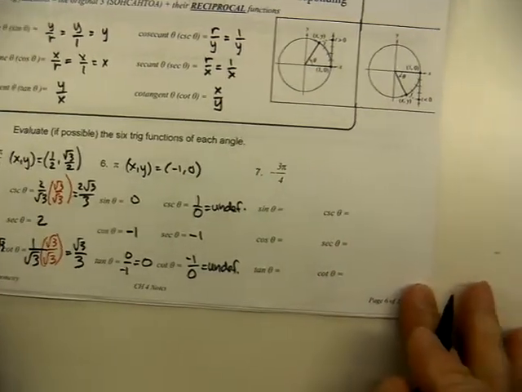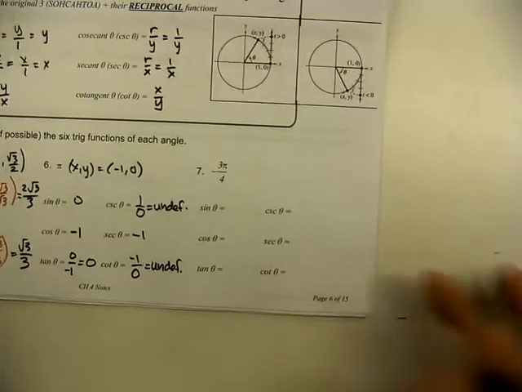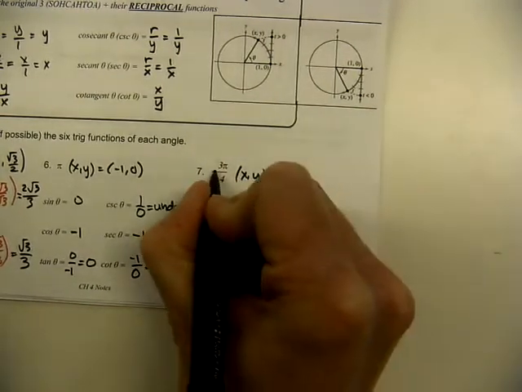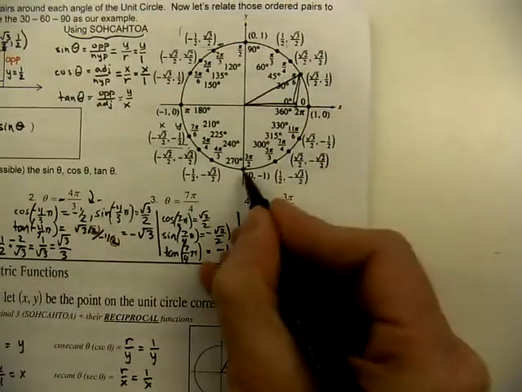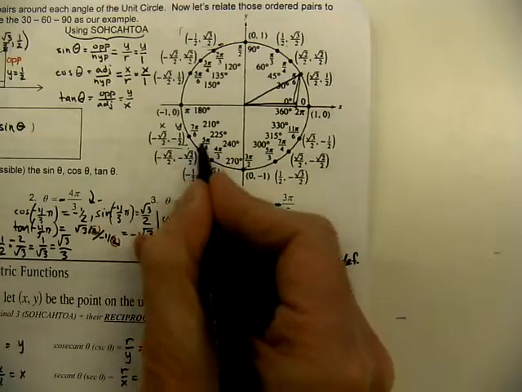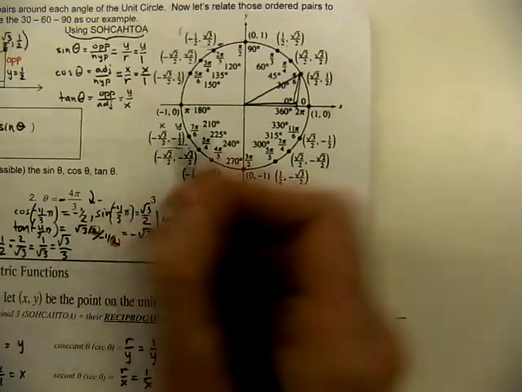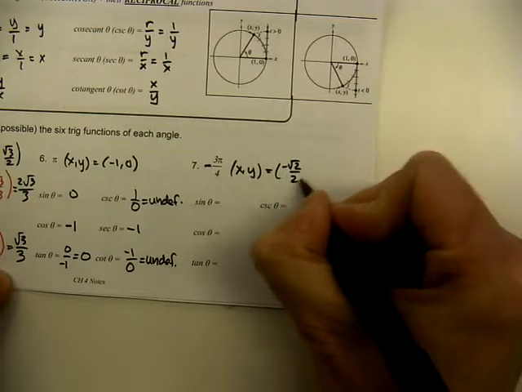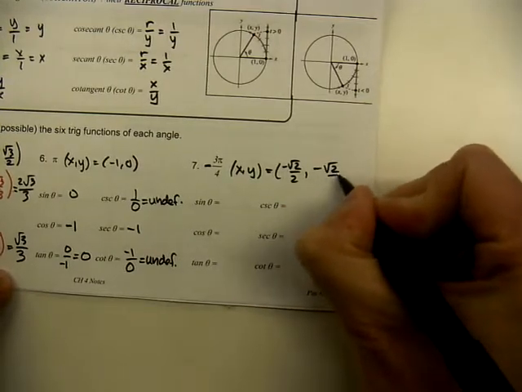Okay, here's our last one. -3/4 pi. We want to find what that ordered pair is. Remember, we're going in the clockwise direction now. So here's -1/4 pi, -2/4 pi, -3/4 pi. Here we are, we're in quadrant 3. So that means we have -√2 over 2, comma, -√2 over 2.